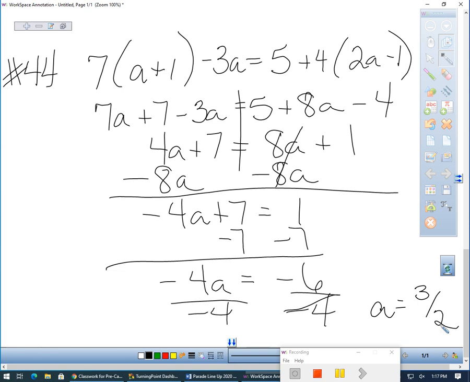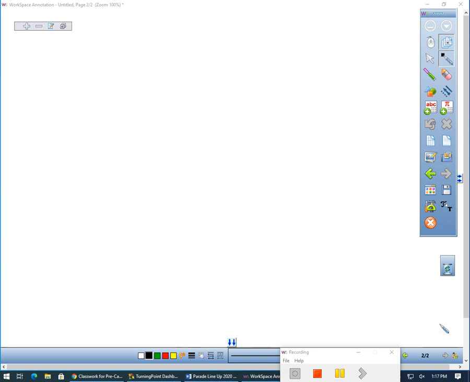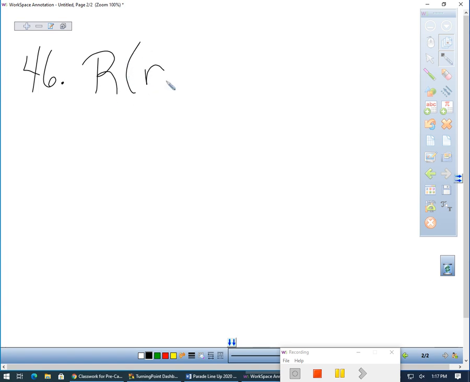All right. 46 was the next question we had. I like question 46. There's lots of steps, and you got to pay attention to which variable you need. In 46, we have capital R times R1 plus R2 equals R1, R2. And they want us to solve for capital R. So they want us to get this one right here by itself.